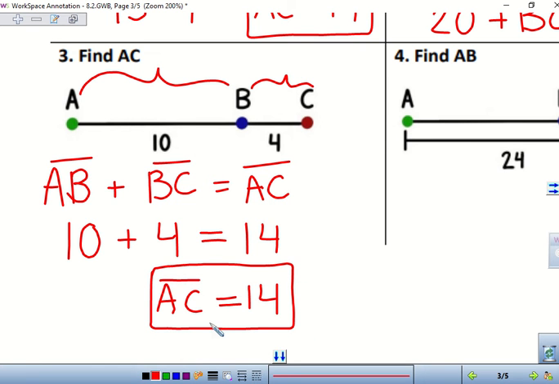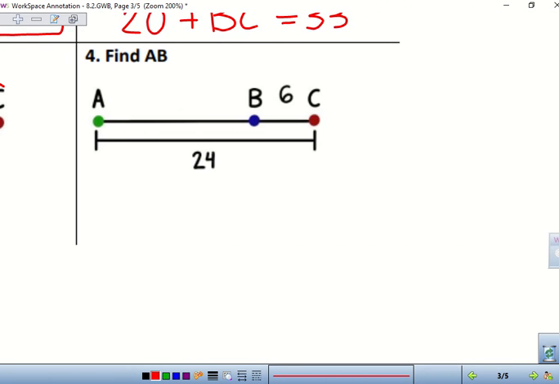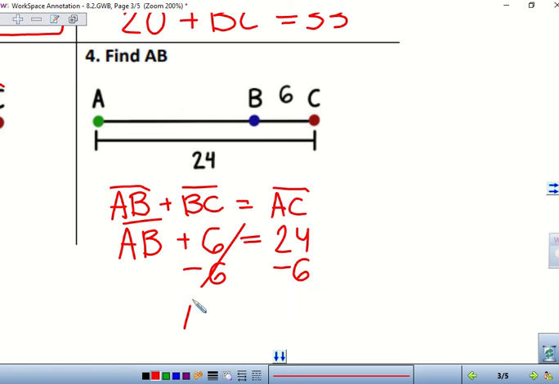So is everyone good with the segments so far? Okay. So the next one, they want us to find AB, so we're going to set up our formula. AB plus BC is equal to the whole length, which is AC. So we're going to plug in. We don't know what AB is, so we're going to leave it blank. But we do know what BC is. What is BC? 6. Good. And what is AC? 24. Good. So to solve for AB, I can subtract 6 on both sides, which gives me AB is equal to 18. Alright.